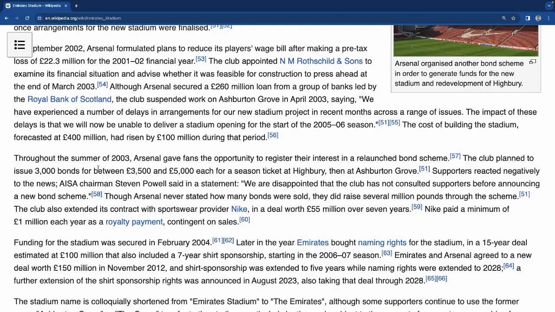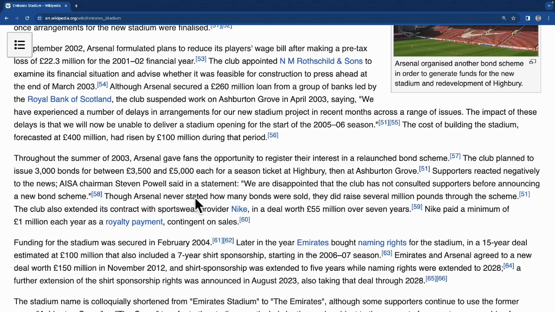Throughout the summer, Arsenal gave fans the opportunity to register their interest in a relaunch bond scheme. Club planned to issue 3,000 bonds for 3,500 to 5,000 each for season ticket. Supporters reacted negatively to the news. ACCA chairman said, "We are disappointed the club has not consulted supporters before announcing the new bond scheme." Although Arsenal never stated how many bonds were sold, they did raise several £million through the scheme. Club also extended its contract with its sportswear provider Nike, 55 million over 7 years. Nike paid a minimum 1 million each year as royalty payment contingent on sales.